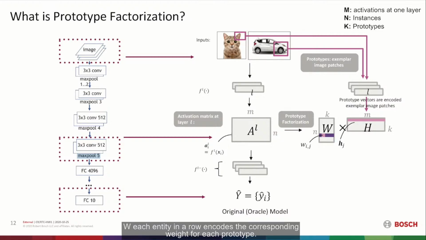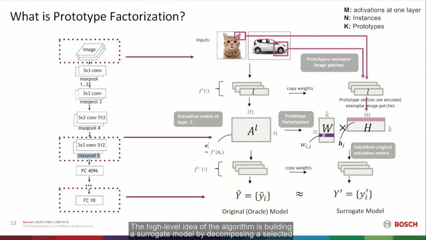weights for each prototype. The high-level idea of the algorithm is building a surrogate model by decomposing a selected activation layer into a combination of prototypes and their corresponding weights. The objective is minimizing the difference between the model predictions from the surrogate model and the original model. In other words, let the surrogate model mimic the original model predictions as closely as possible. Then, we try to interpret the original model behaviors via the completed prototypes and their weights.